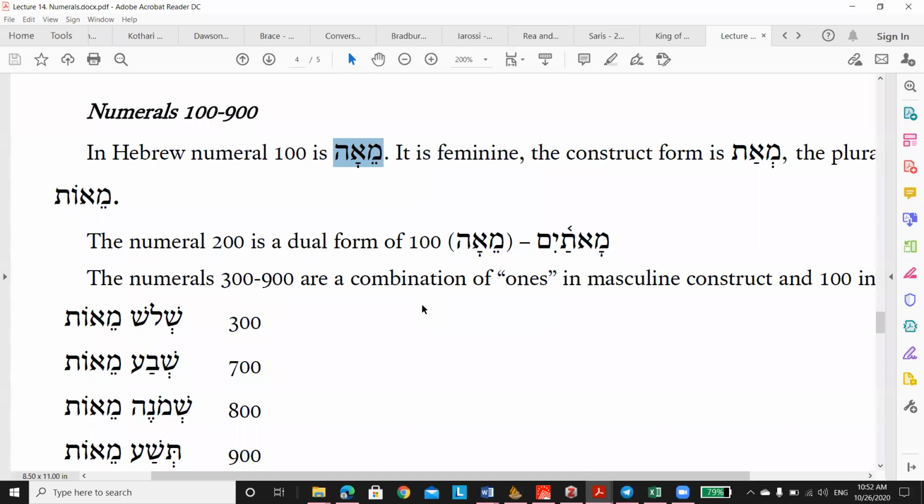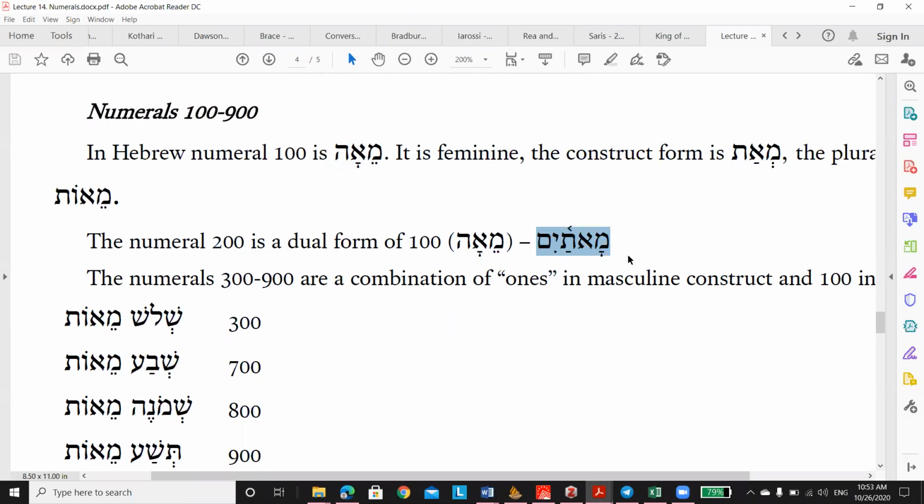200, they use the dual form of 100. And be attentive, because in the exercises you will have some of this. And also they do the same for 2000. So for 2000, they do not use like 2 and 1000, but they just put 1000 and 100 in a dual form. So ma'atayim is a dual form of mea, and it is 200.